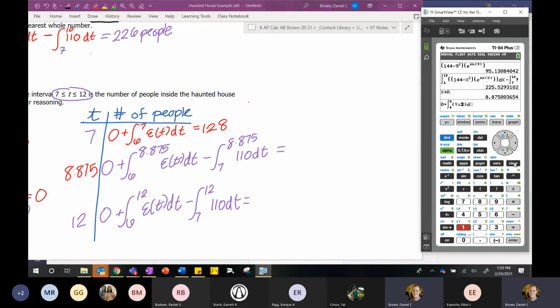And then dx, and then minus math 9. This integral is going from 7 to alpha A, or again, type in that decimal. You could go select the 110, but it's easy enough to type in. And then I have dx. So how many people are in the haunted house at that time? 283.